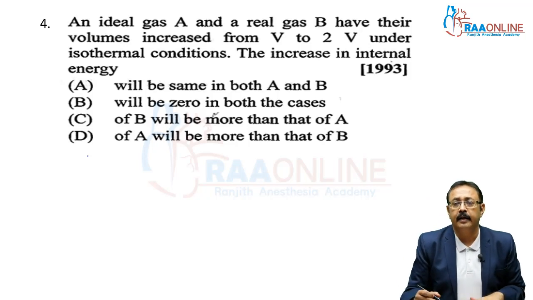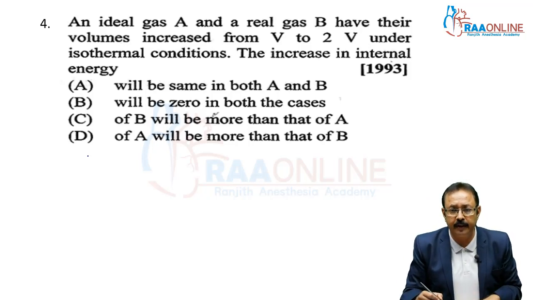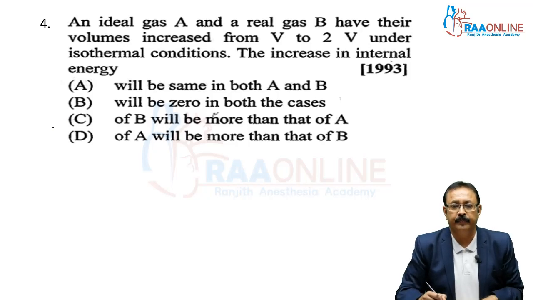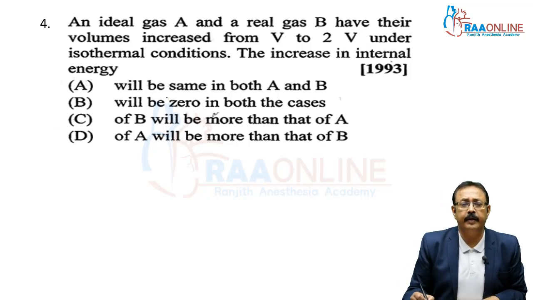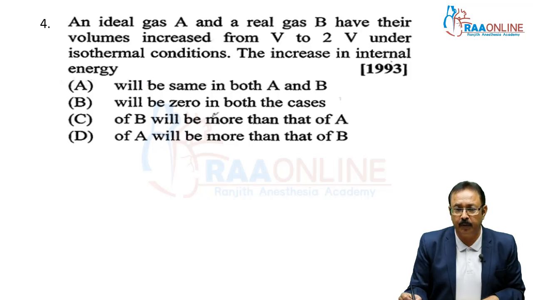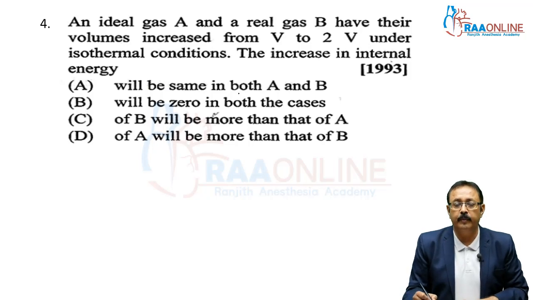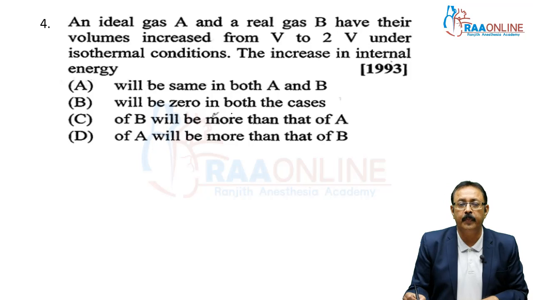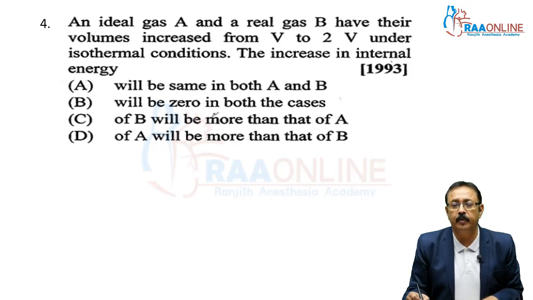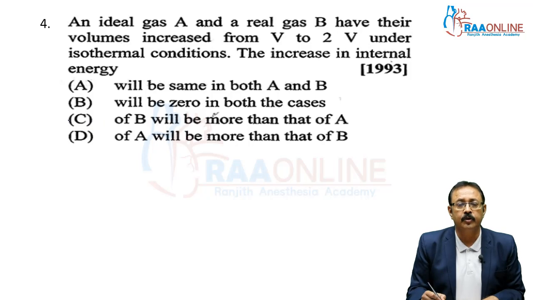For an ideal gas, if temperature is constant, the increase in internal energy will be 0. Will it be the same in both A and B? No. Will it be 0 in both cases? No. That of B will be more than that of A. A was an ideal gas, it was 0. So we will go with option C.